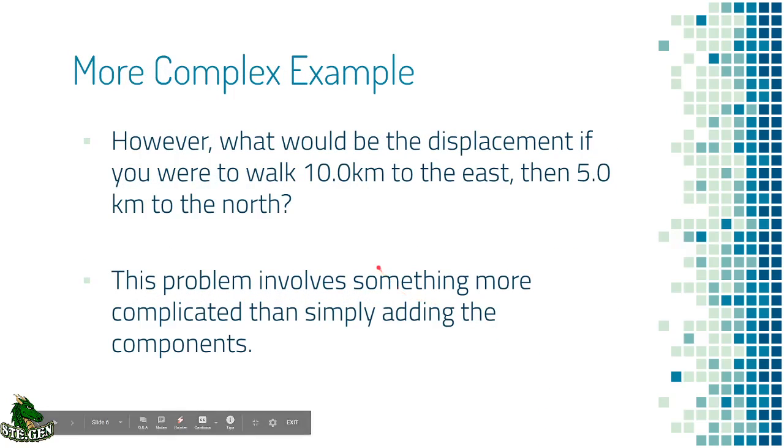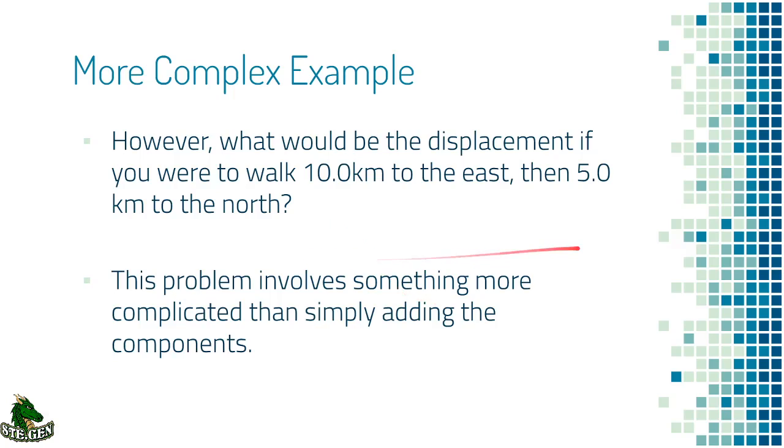However, what would be the displacement if you were to walk 10 kilometers to the east and then 5 kilometers to the north? This problem involves more than just adding your components or subtracting your components together, because you're now in both of the directions. You're in the x area and you're in the y area. So you have to get a little bit more creative. And those of you who are really into math may have already figured out a direction that we could go to figure this out. And you're thinking, this isn't that hard of a problem. But you're right. We're just using this to explain how we will apply this concept to later problems.